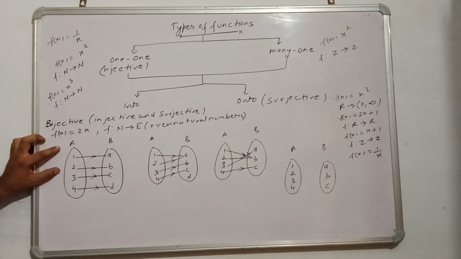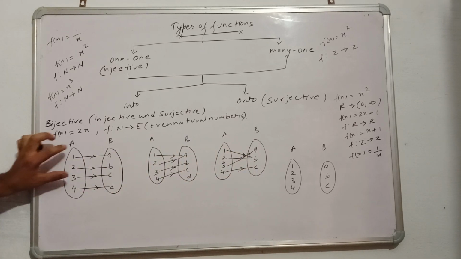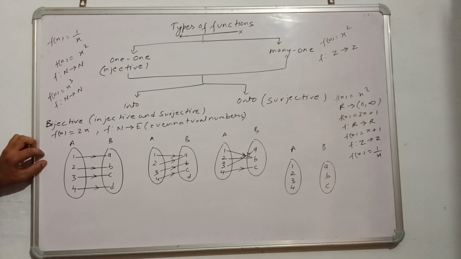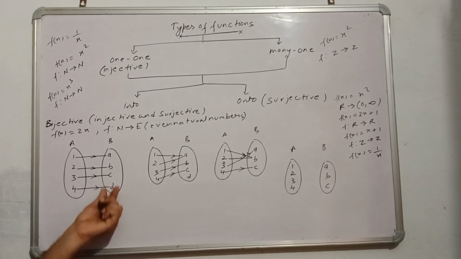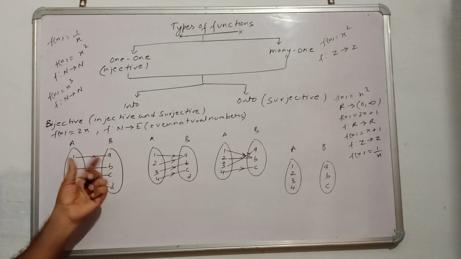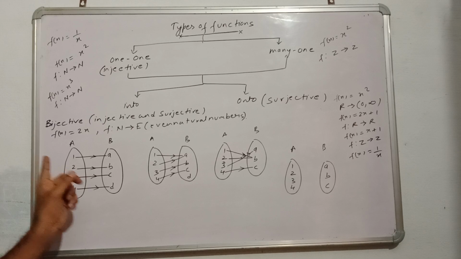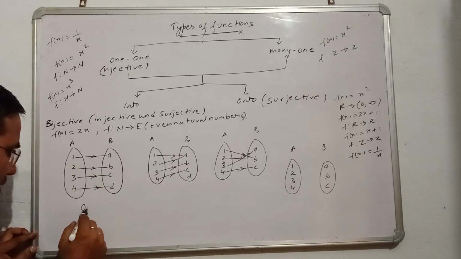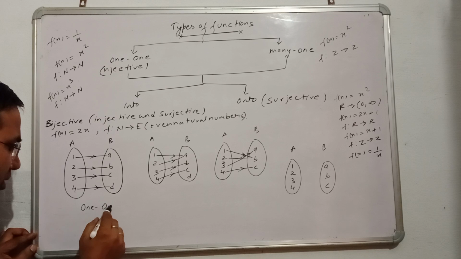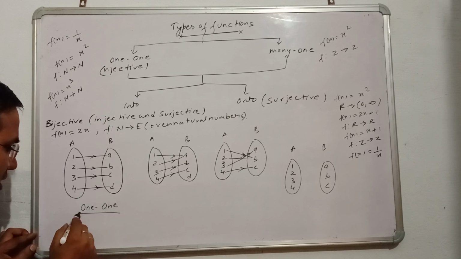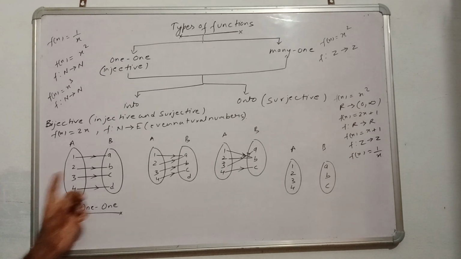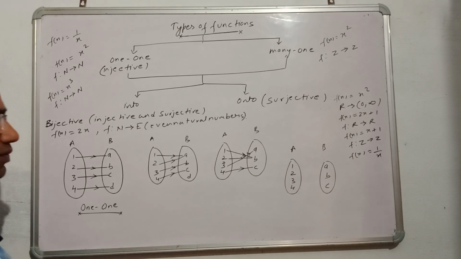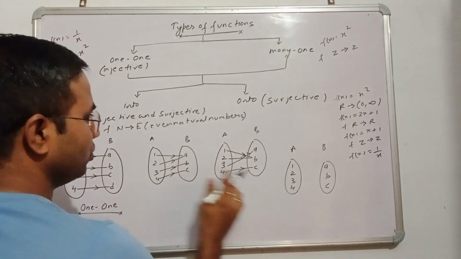So first of all, see here. In this, every element has a unique image, and in this, no element is left. Every element is met by an element of the first set. Okay, so this type of function is called a one-one function. Listen, this type of function is called a one-one function.